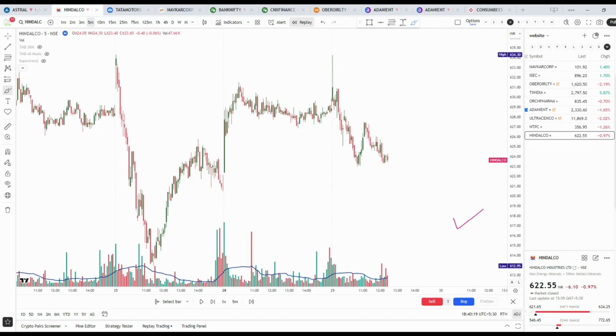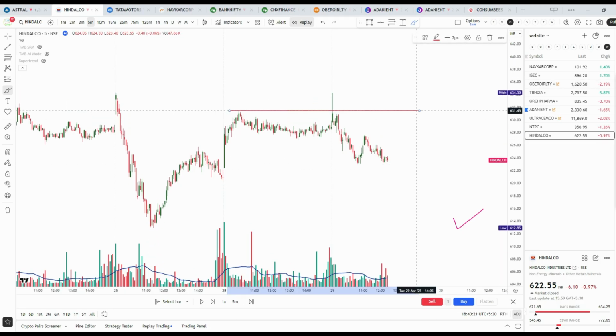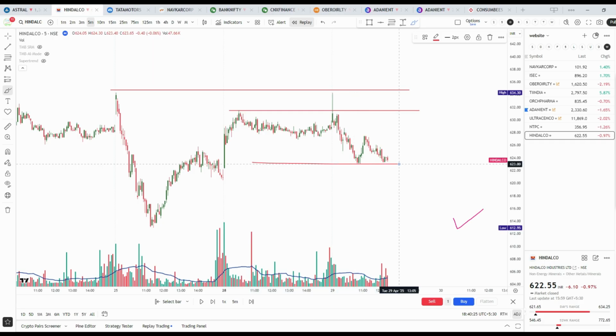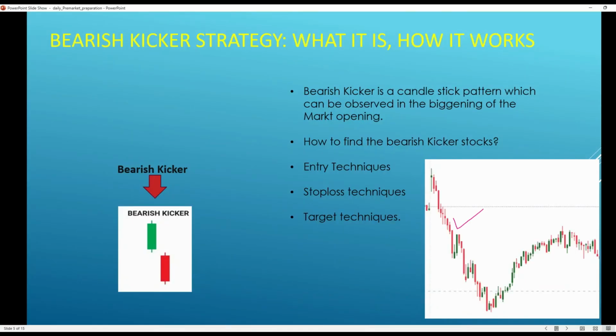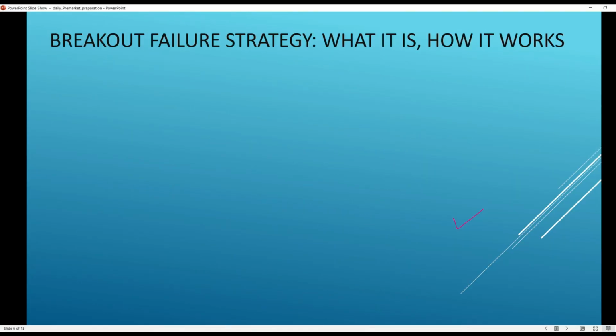The same thing I am giving you guys as well, so that you can practice this and make your trading successful. This is one of the best strategies, the bearish kicker strategy. You can see the first two three candles. Definitely you will get a good entry. The second strategy is going to be the breakout failure strategy.